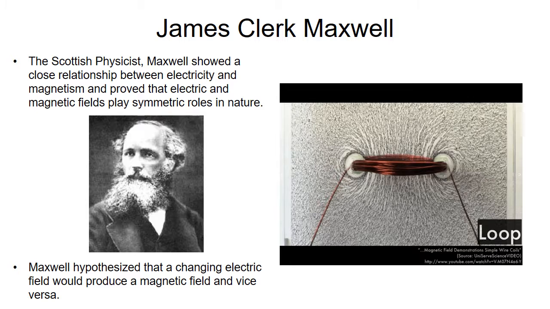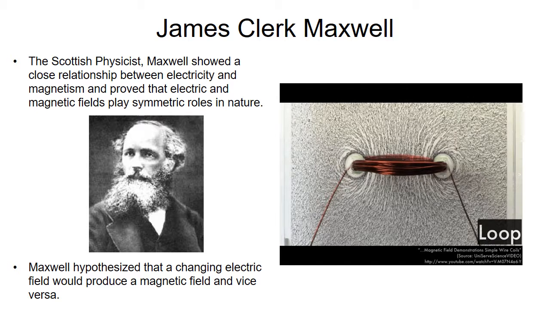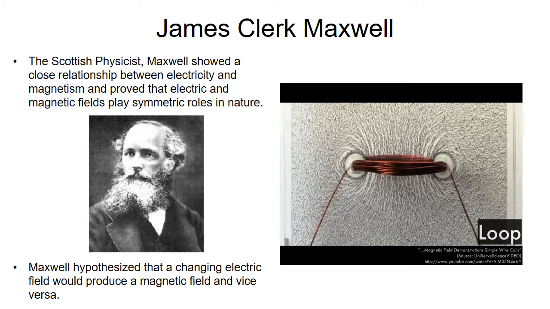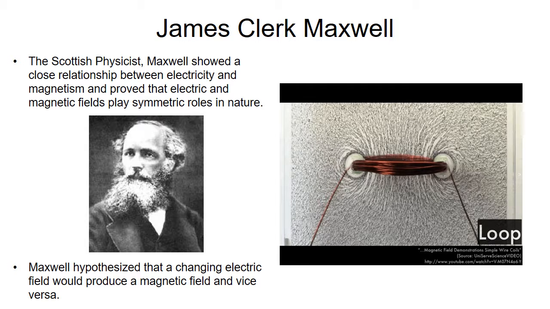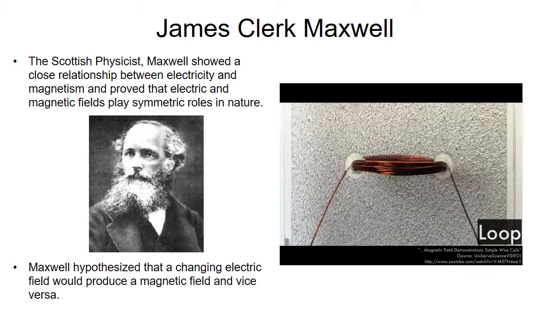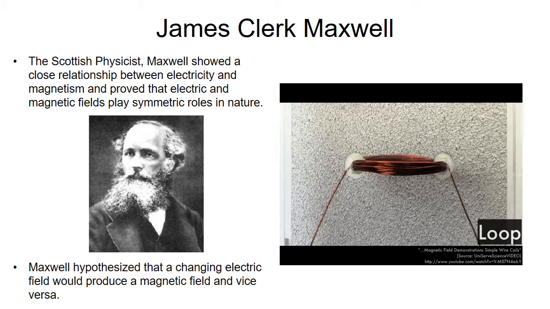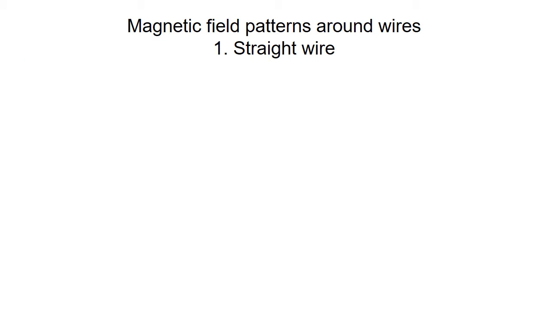You can see this example in this animation. As soon as electrical current is passed through this loop of wire, it begins to align those iron filings and form a magnetic field. And when you turn it off, the magnetic field disappears. So what we're going to do now is look at the different magnetic field patterns that you see around wires.